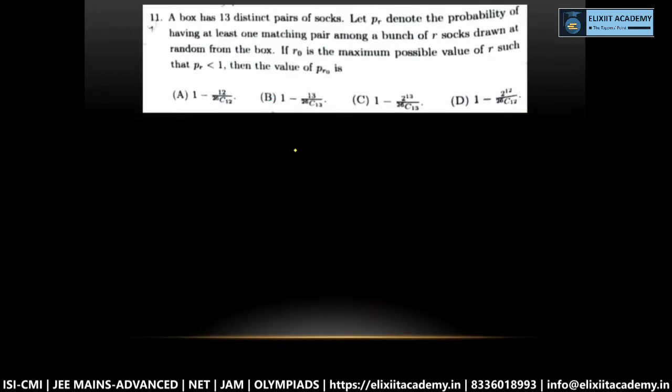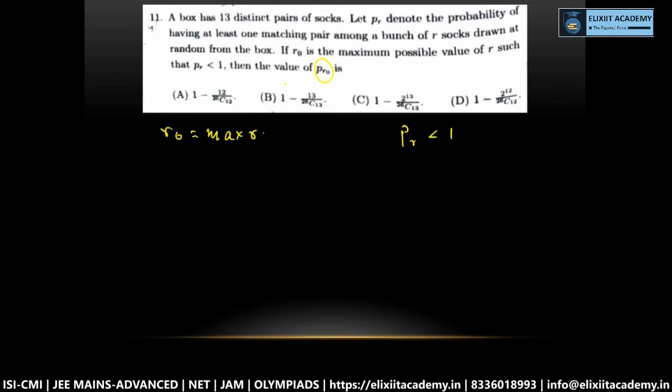A box has 13 distinct pairs of socks. P_R denotes the probability of having at least one matching pair among a bunch of R socks drawn at random from the box. And if R0 is the maximum possible value of R such that P_R is less than 1, then you have to find the value of P_R0. Obviously, R0 is what? R0 is the maximum possible value of R.